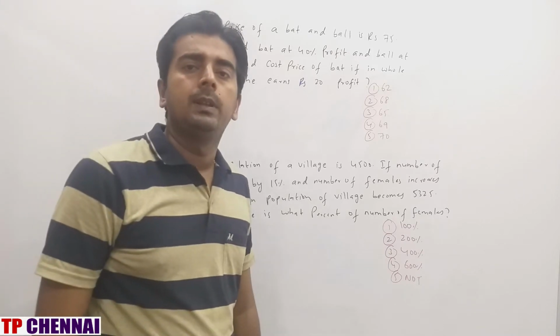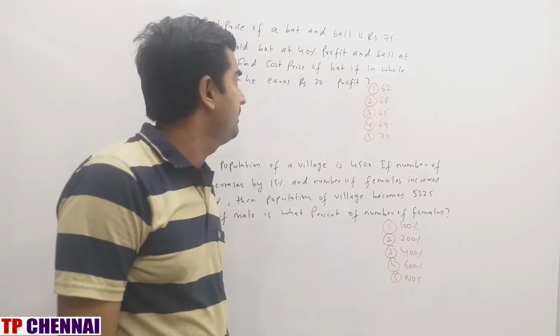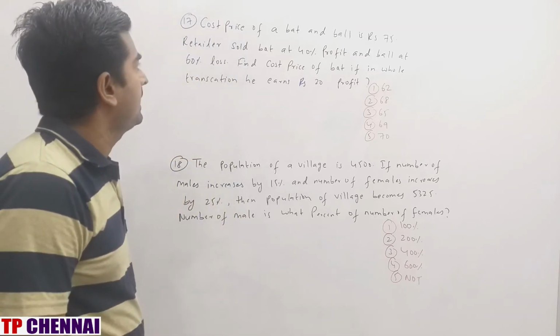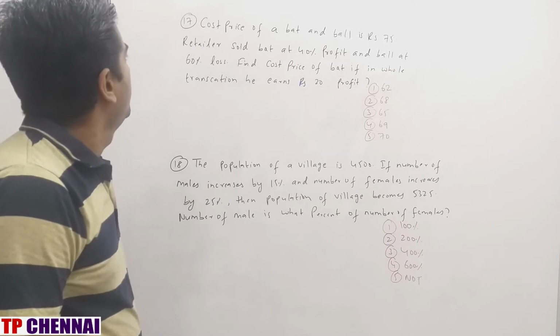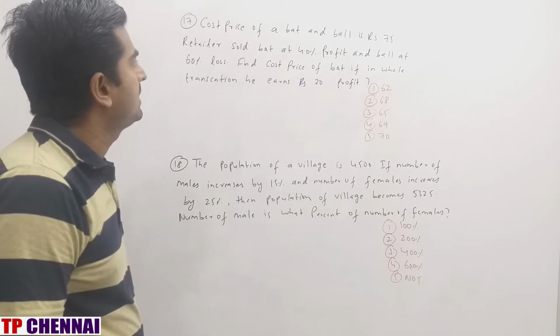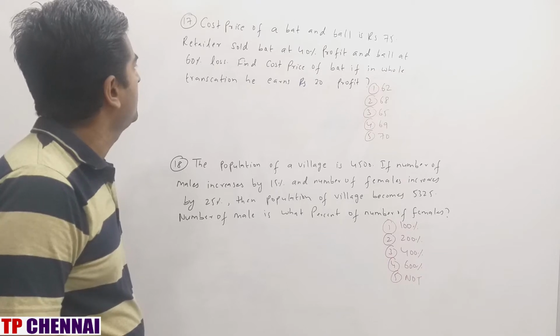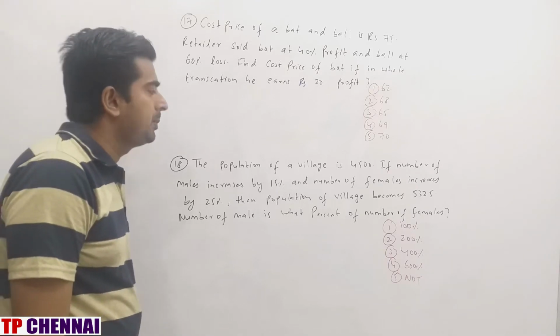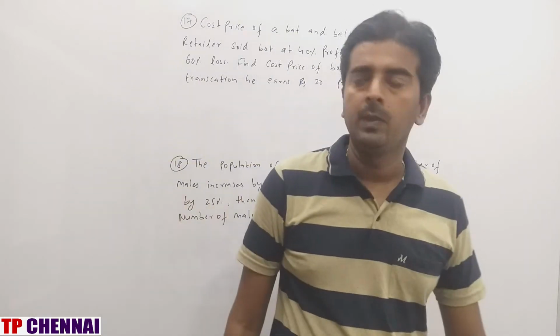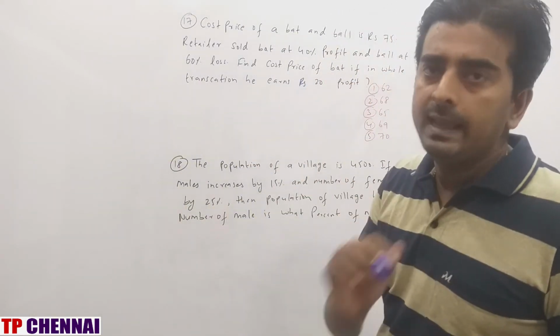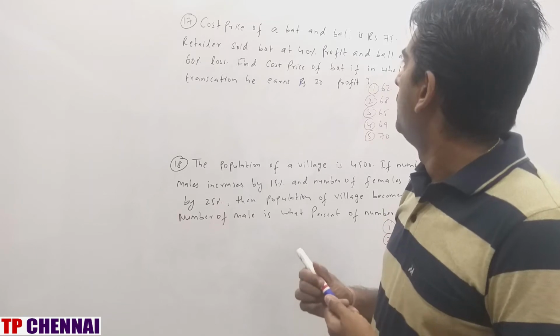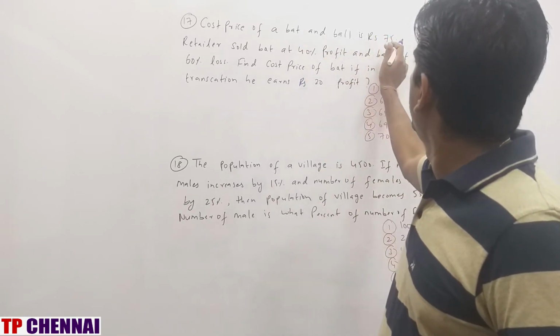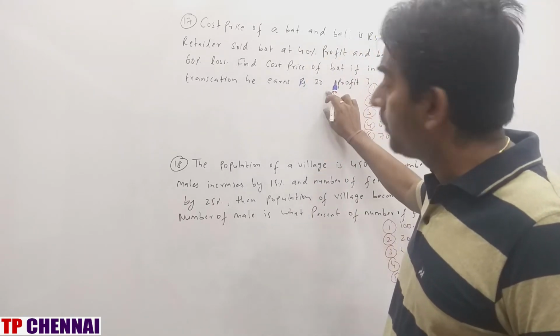So I hope you are clear with the previous question. Now we will see the next one. Cost price of a bat and ball is rupees 75. Retailer sold the bat at 40% profit and the ball at 60% loss. Find the cost price of the bat if in the whole transaction he earns rupees 20 as profit. So this question can be solved by allegation, right? Allegation, because the overall cost price they have given you, overall profit also they have given you.